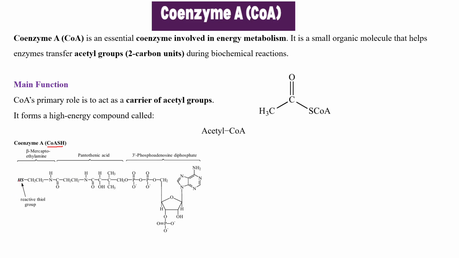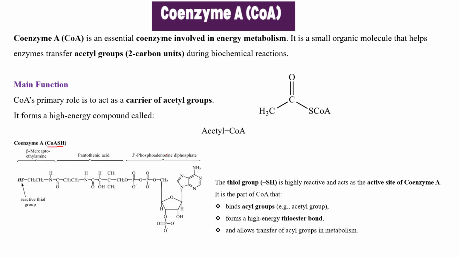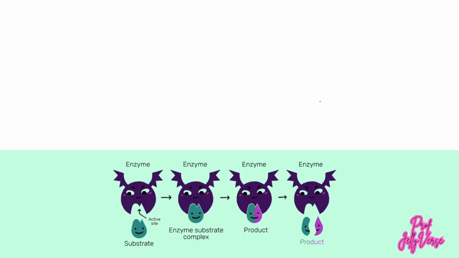Now, it binds to an acetyl group to form an acetyl-CoA. So the thiol group is highly reactive because of this particular part. It makes the CoA highly reactive and capable of binding to the acetyl group to form this high energy ester bond, or the thioester bond. So this is what you are referring to as the thioester bond. Now it allows the transfer of the acyl group in metabolism. So let's say in a particular reaction, we want to transfer an acyl group from one point to another. The function of the CoA is to transfer this acyl group in the metabolism.